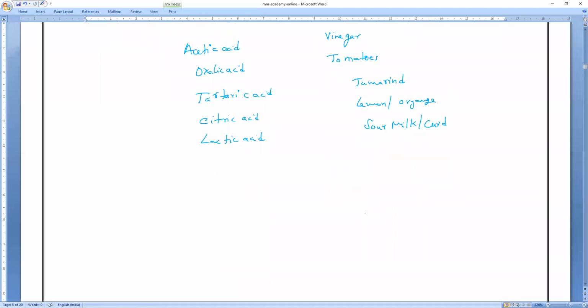So you can take lactic acid present in sour milk or curd. In the same way, malic acid is present basically in apples. Next, formic acid is present not in plants but in ants. Ant stings basically contain formic acid.